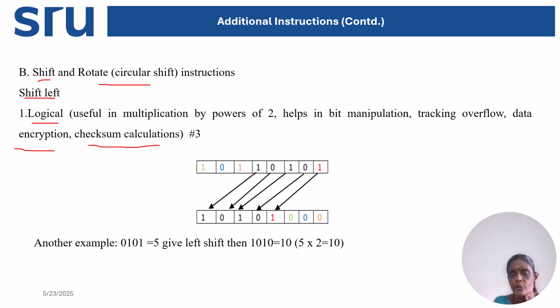They become unused. Another example, 5 equivalent to 0 1 0 1. Left shift by 1 bit only. How is it happening? 1 0 1, and finally the last bit will be replaced by 0, because whether it is 1 or 0, the MSB will be left, it is unused. So 1010 is equivalent to 10. So 5 into 2 is 10. In this way, multiplication is applicable by using the shift left operation.